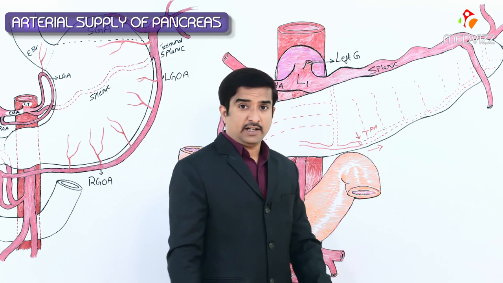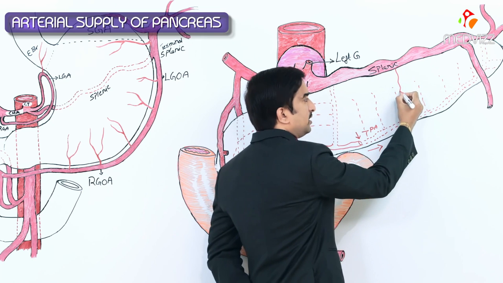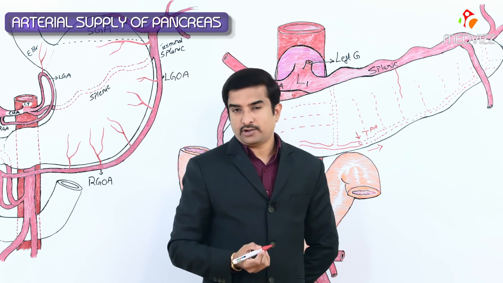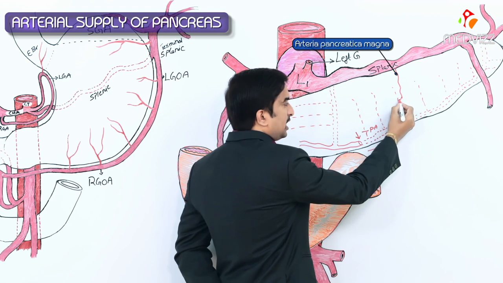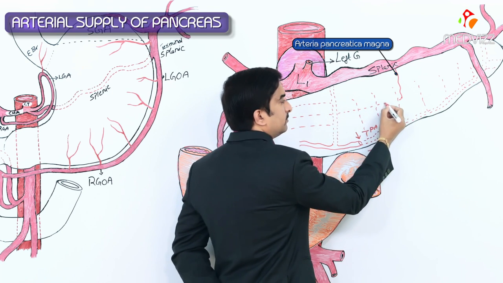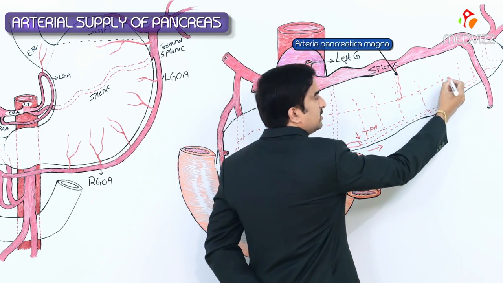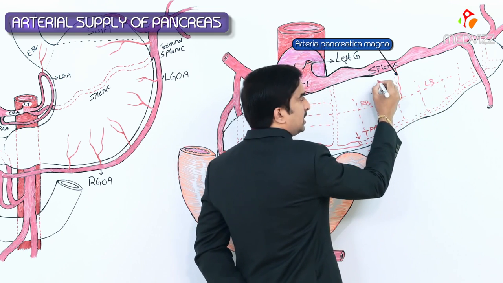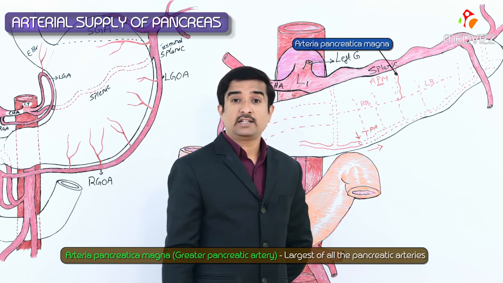Another important artery we need to discuss is the arteria pancreatica magna. This is also called the greater pancreatic artery. This arteria pancreatica magna also divides into two terminal branches. One is the left branch, which I'll represent as a dotted line. It also gives off the right branch and the left branch. This is the arteria pancreatica magna, also called the greater pancreatic artery.